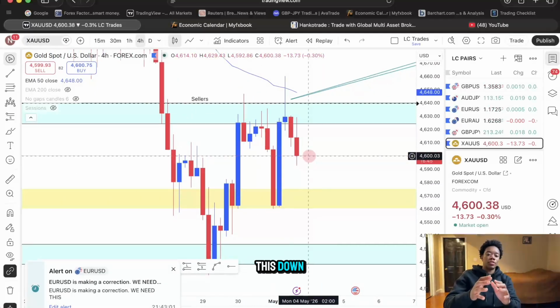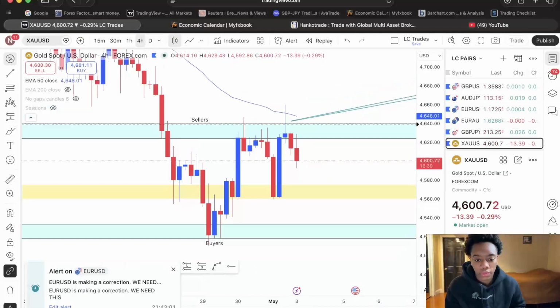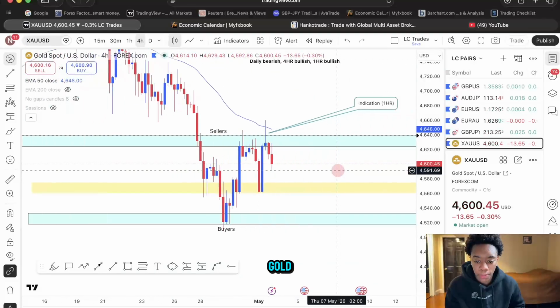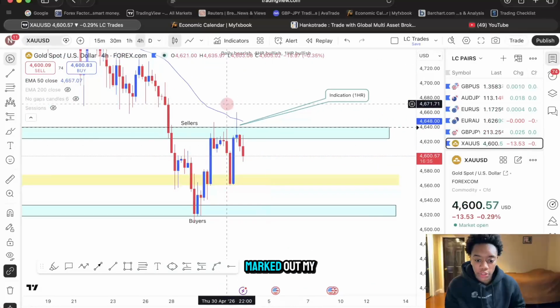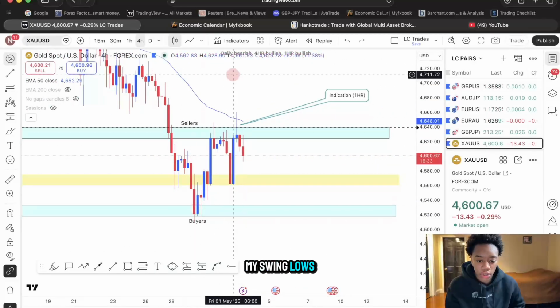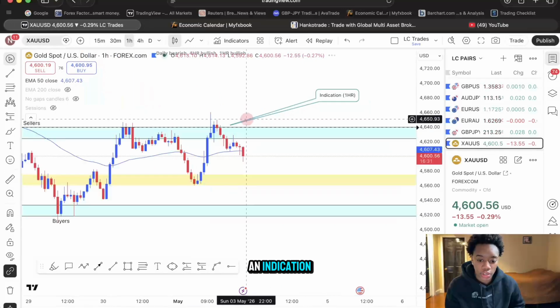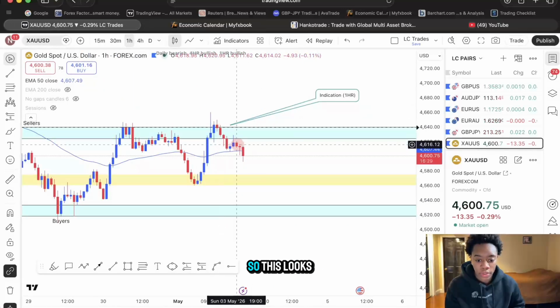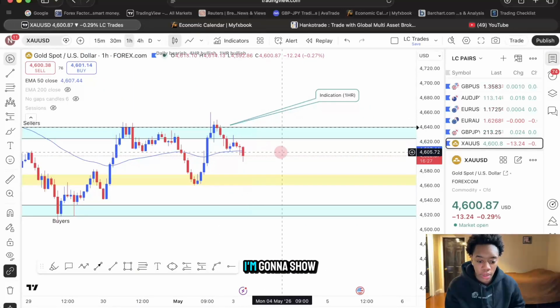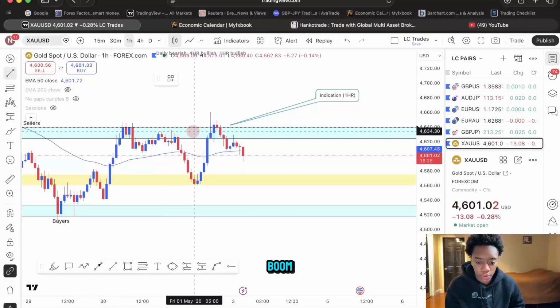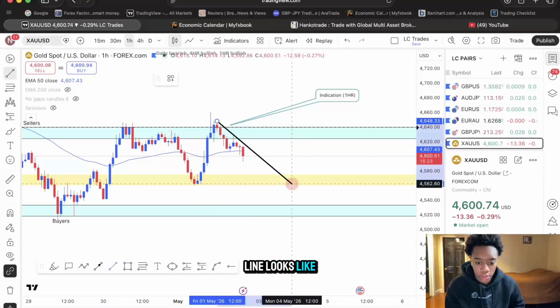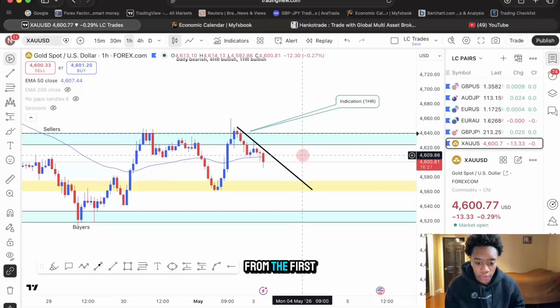If you need me to break this down, please comment. I will break it down and make it a little bit simpler for you guys. But in the meantime, let me tell you what I'm looking for with gold. I already marked out my swing highs and my swing lows, so I'm really just waiting on an indication, which I did get on the 1 hour. So this looks like it is a correction. I'm going to show you guys actually. Boom. This is actually what a trend line looks like. Just draw it from the first wick, second wick, and pull it down.